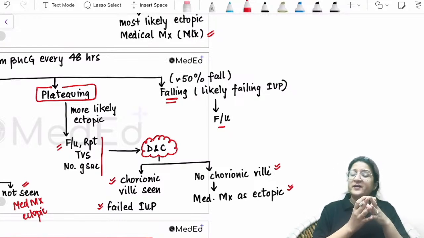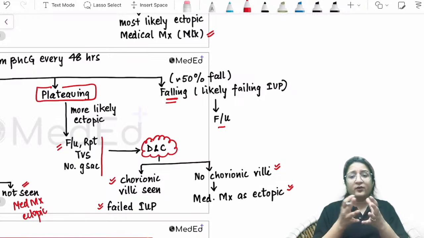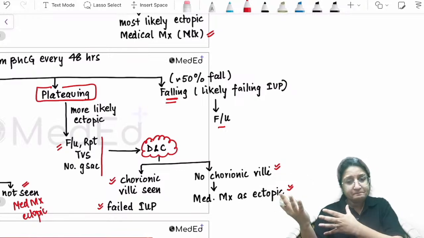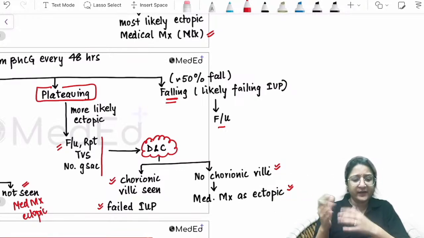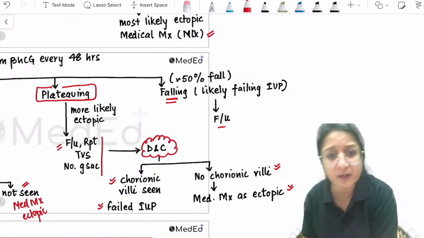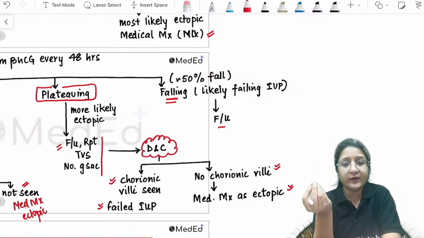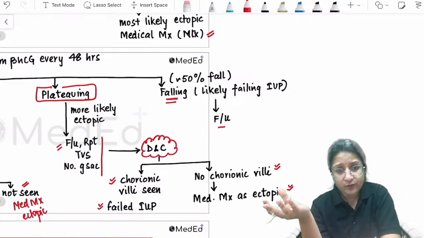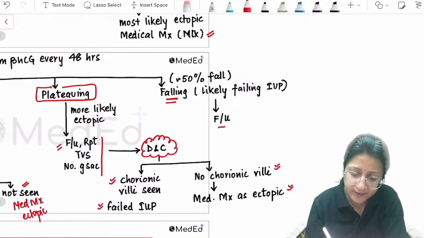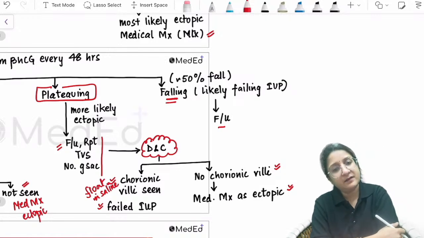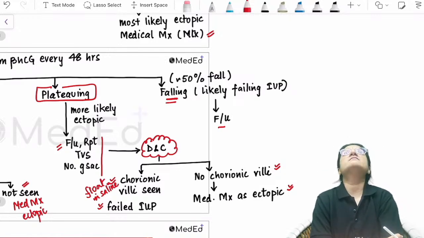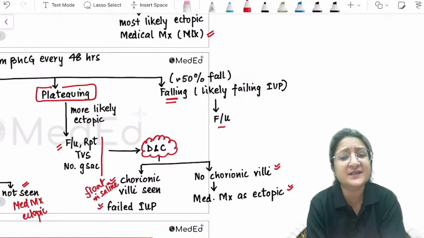And further confirmation, see, the histopath report of these chorionic villi is going to come much later. It takes about 3 days for the histopath report to come back, right? So this visual examination of the chorionic villi we are going to do, and we're going to try to float them in saline. So remember that chorionic villi are going to float in saline.